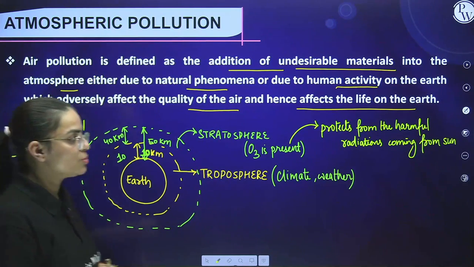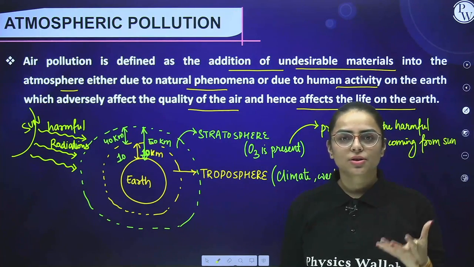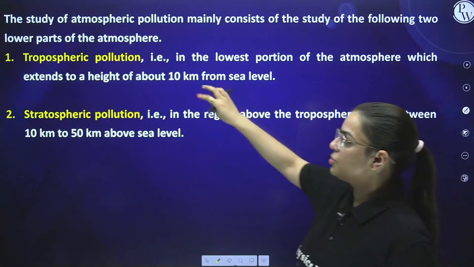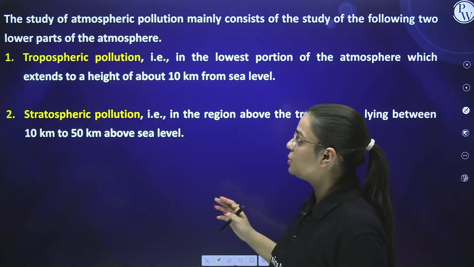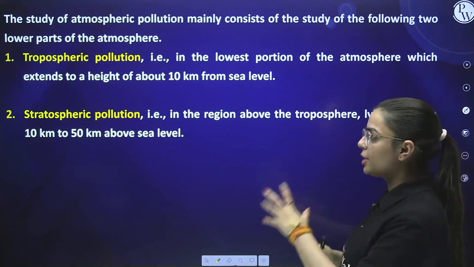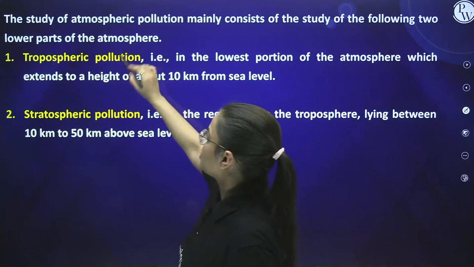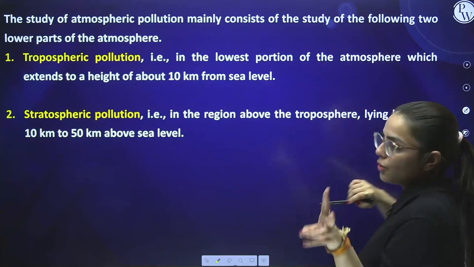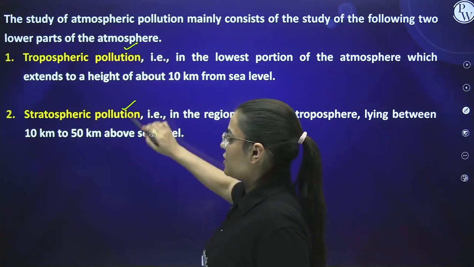Okay, now students, you have got to know what the troposphere and the stratosphere are. Now if I go forward, I am going to see the kinds of pollution. The very first kind is tropospheric pollution, and the second one is stratospheric pollution. The study of atmospheric pollution mainly consists of the study of these two lower parts of the atmosphere.